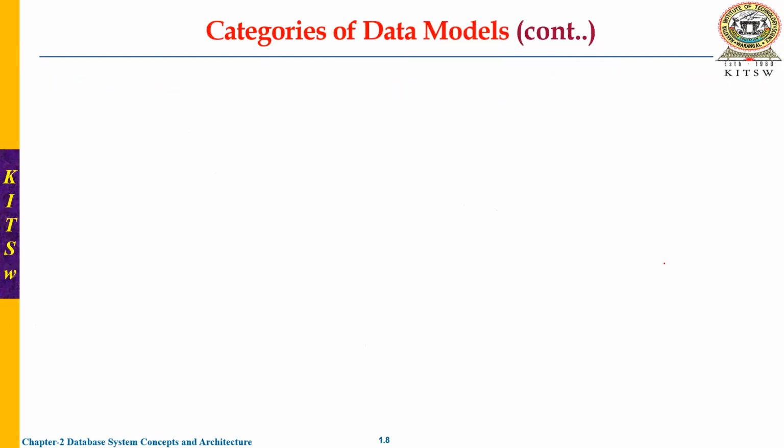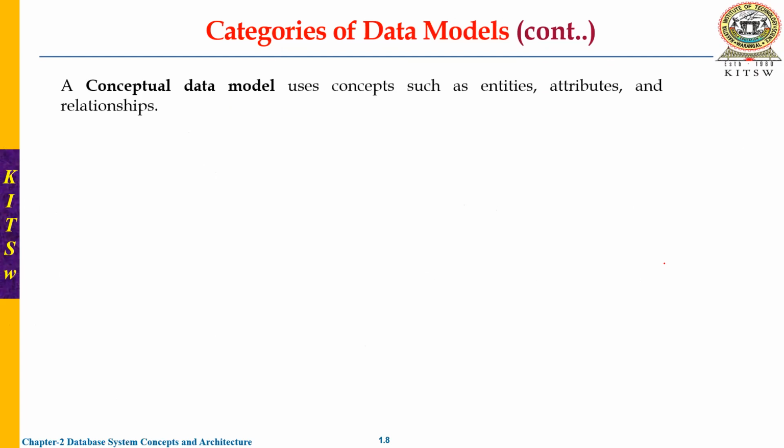Continuing with the categories of data models, the conceptual data model uses concepts such as entities, attributes, and relationships.